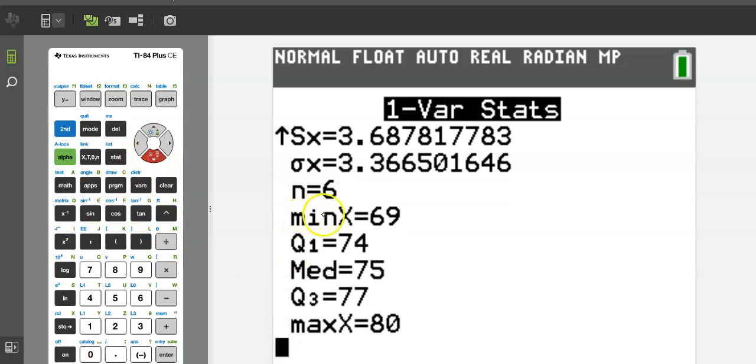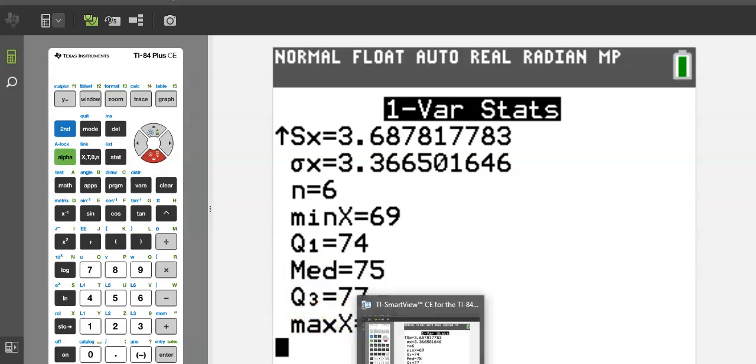This little arrow means scroll down. So then right here you can see the smallest entry value. So you don't have to put it in order. So our smallest data value was 69. Right here is the median, so that's the middle value, which was 75. And then right here, this was the largest value we had, which was 80.